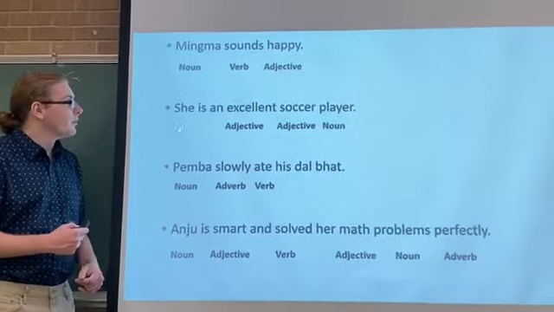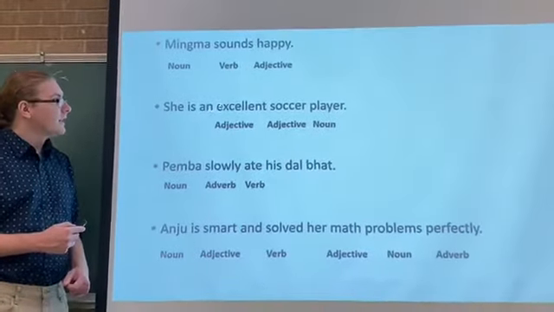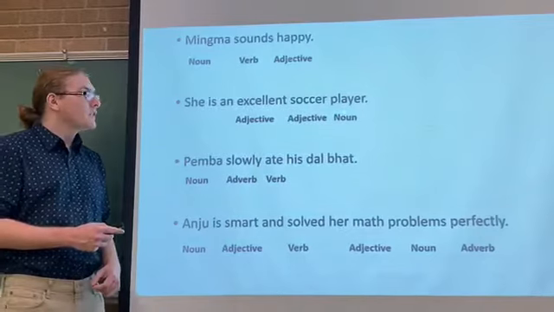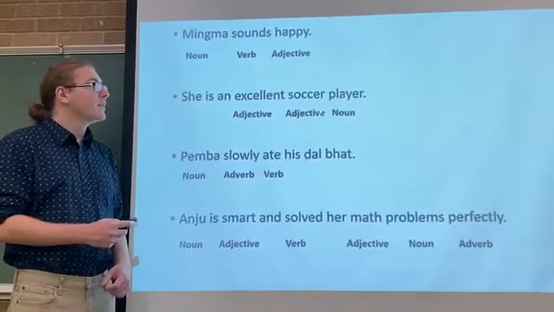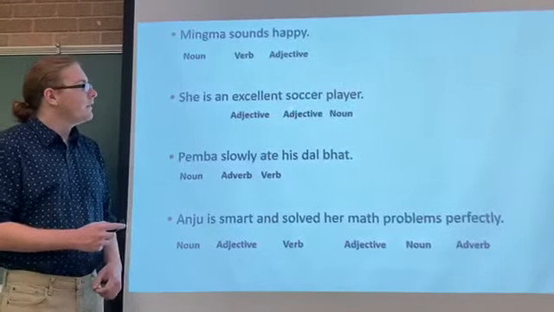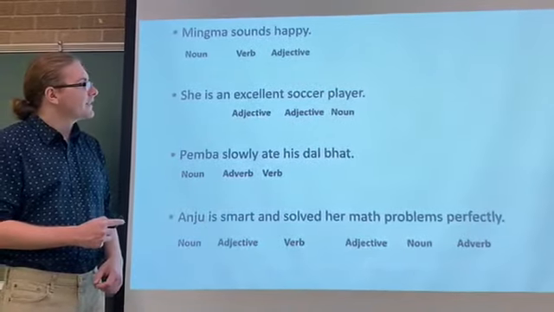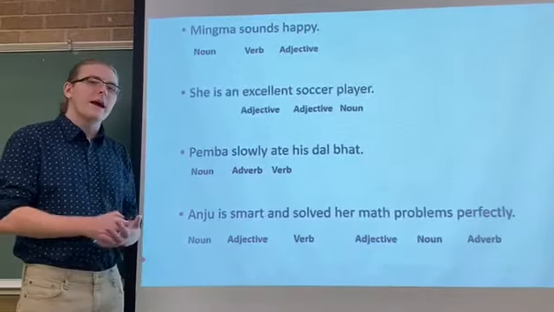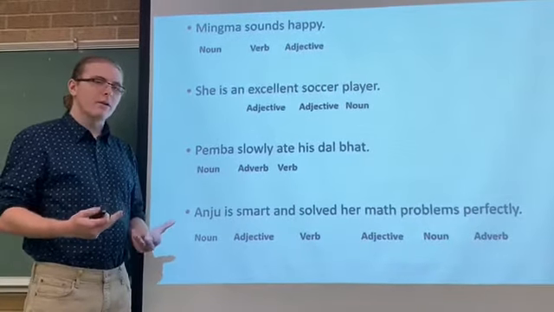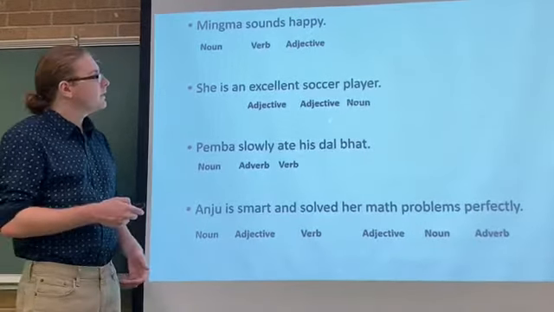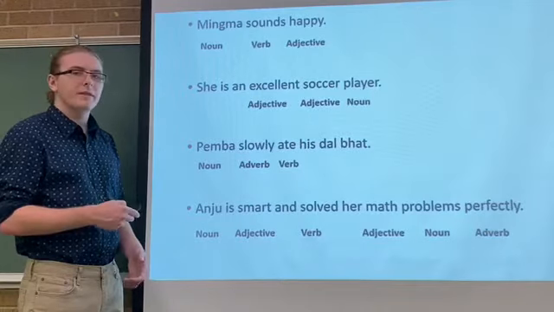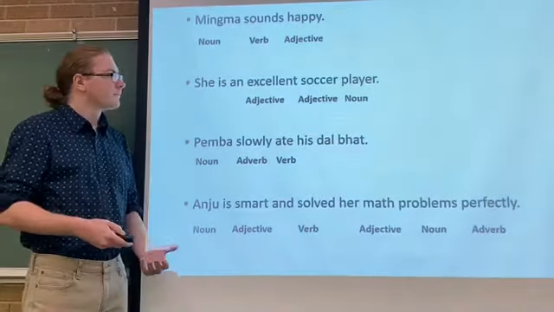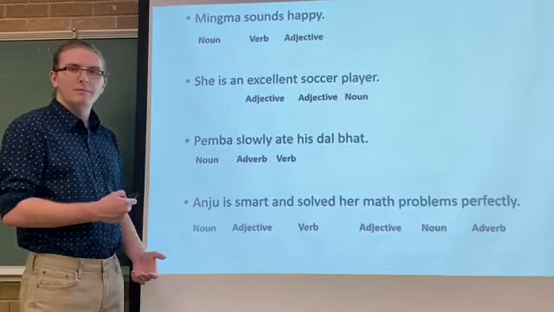Our next example is, she is an excellent soccer player. The noun that's being worked on is player. And then we have the adjectives excellent and soccer. So we can break this down as, what is the player? The player is a soccer player. That's the kind of player. How is the soccer player? An excellent one.